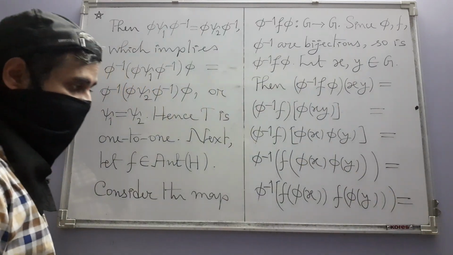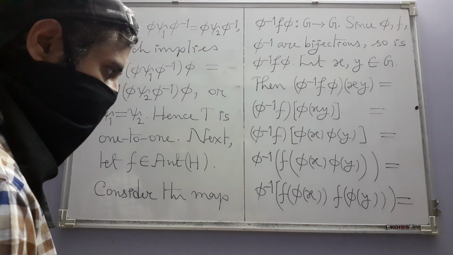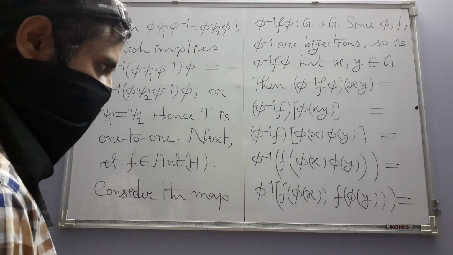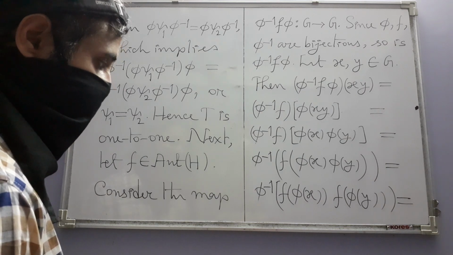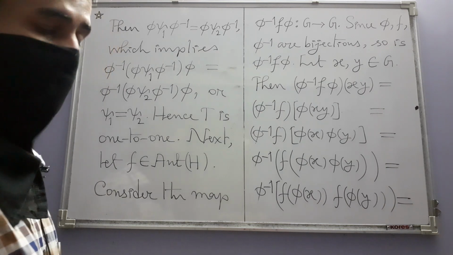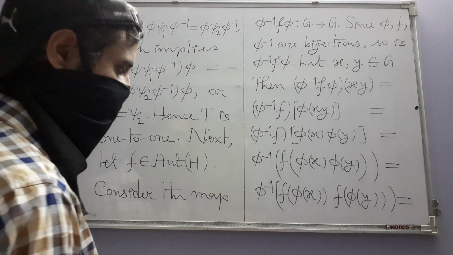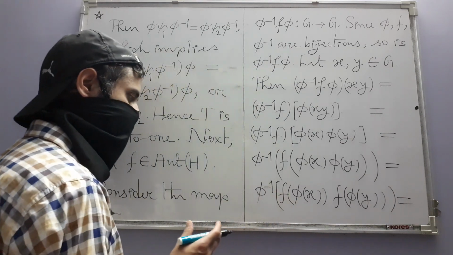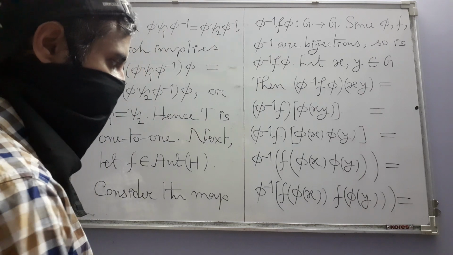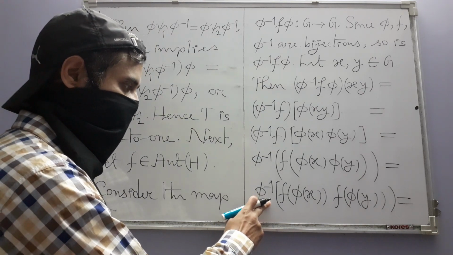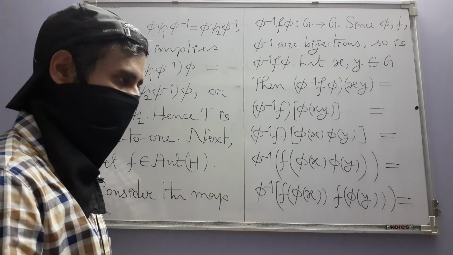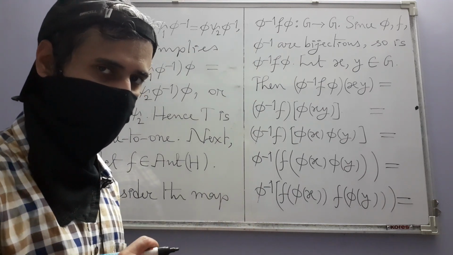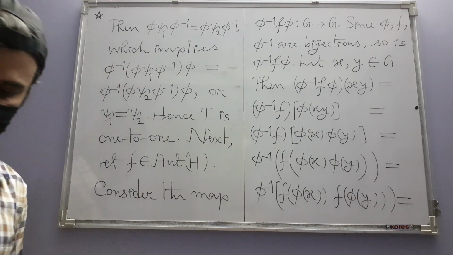Okay. So after this, what shall we do? Well, we already know one thing. We already know, or it can be proved very easily, that phi inverse, just like phi itself, also respects the binary operation. What I am saying is this.